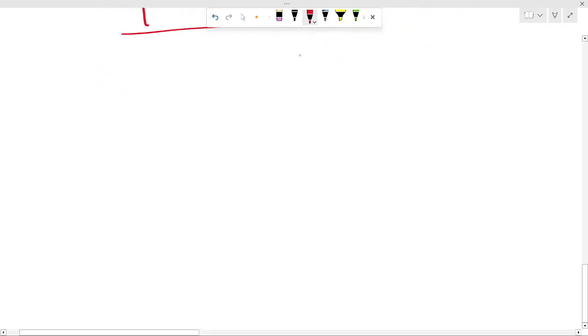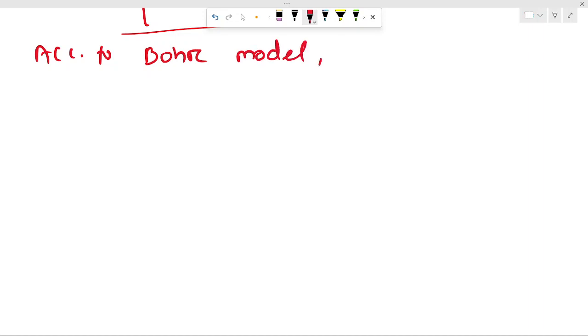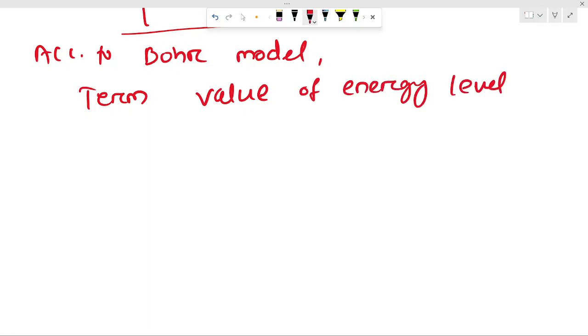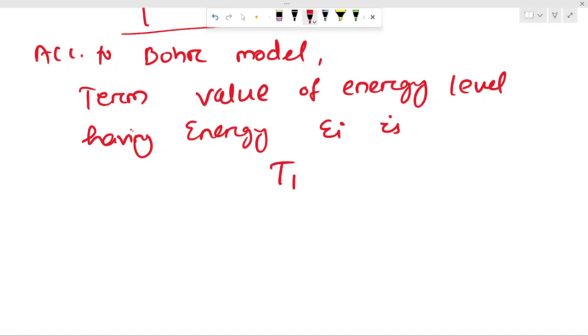But we know, according to the Bohr model, the term value of the energy level having energy E_i is how much? That is, T_i is equal to minus E_i upon hc.